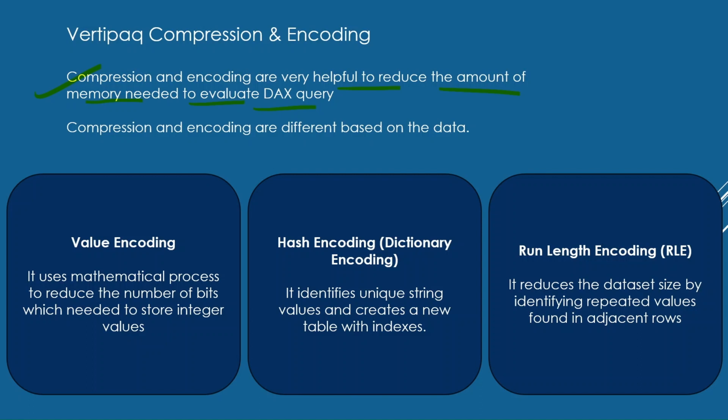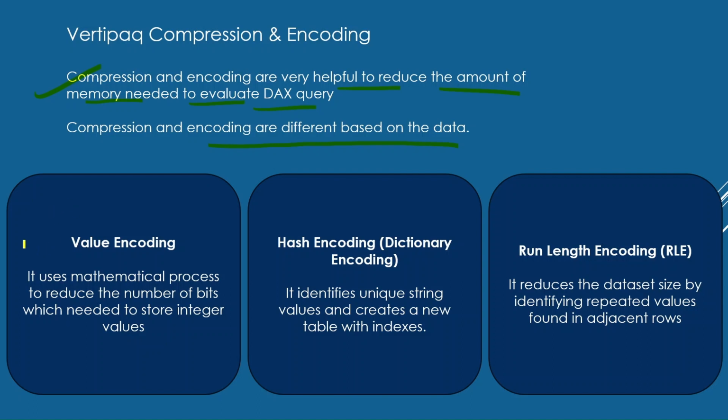Based on the sample of the data, or we can say that compression and encoding are different based on the data. So whatever the data the columnar store is going to hold, the compression and encoding would be different. So whenever we are talking about encoding and compression, there are three types.